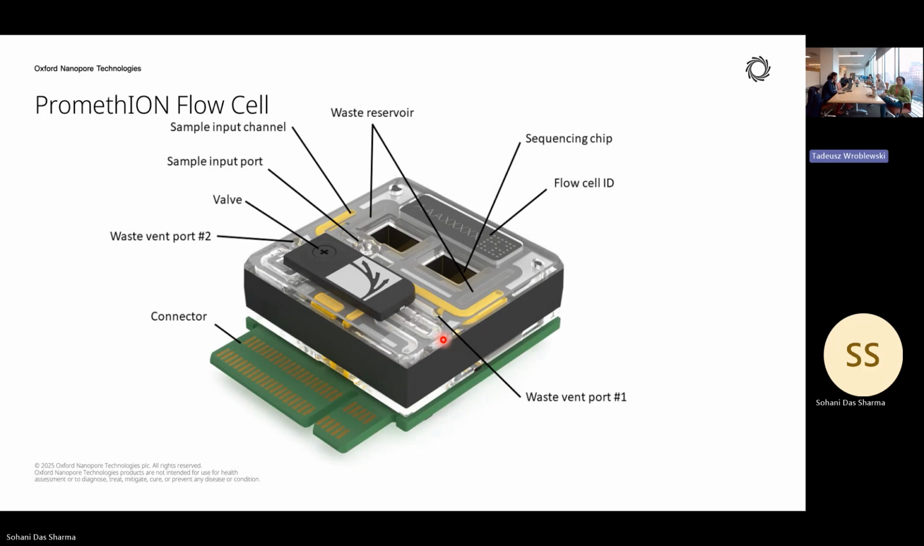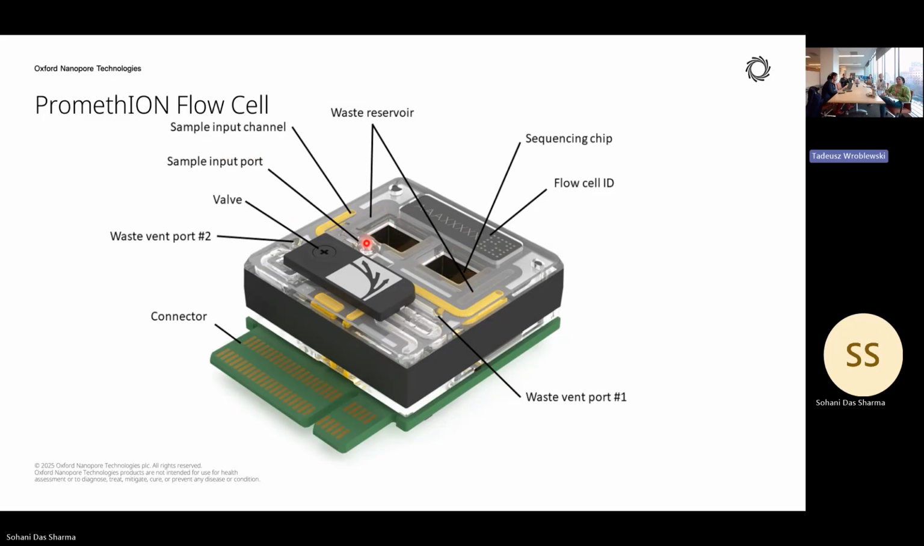The picture is not that clear. This is like a waste reservoir because, as we do the sequencing, you will see an accumulation of used reagent or buffer here. So these are the reservoirs, where it would be accumulated. The important part, which is the sequencing chip, is here.